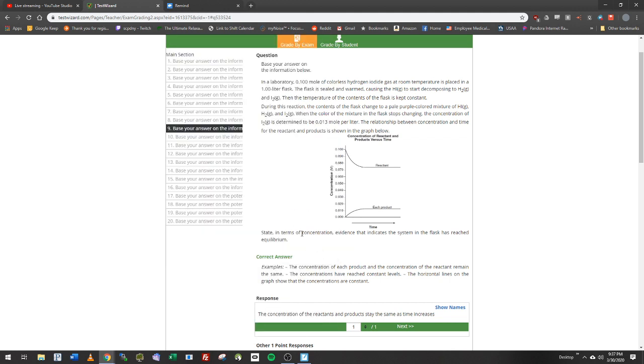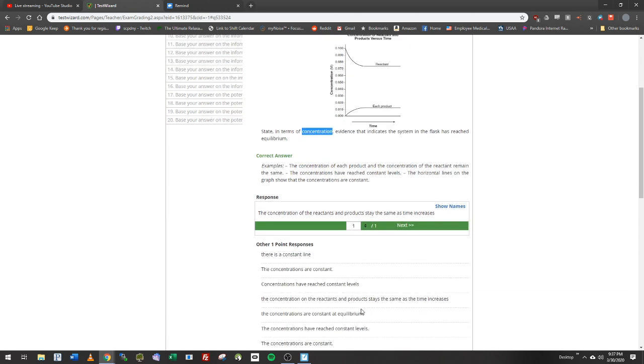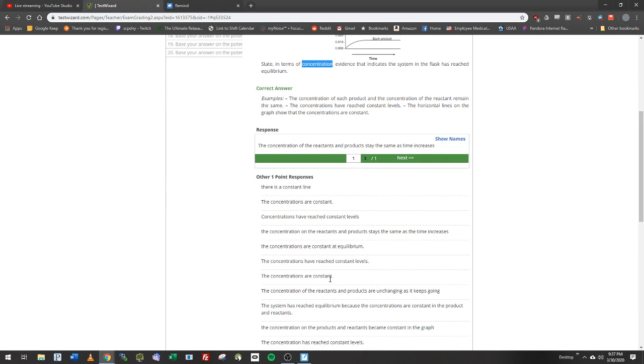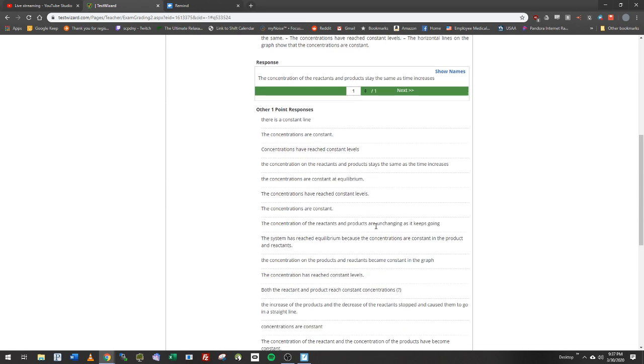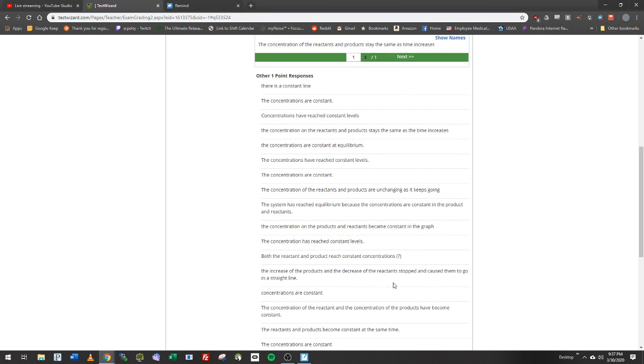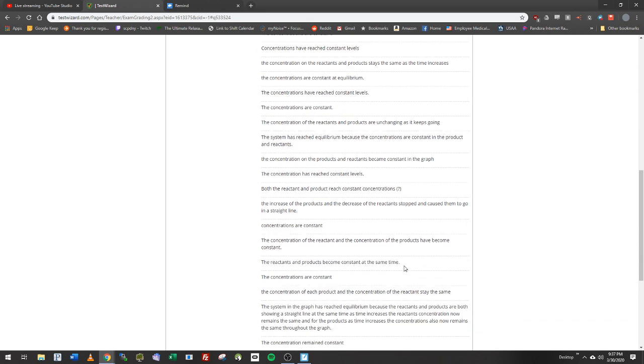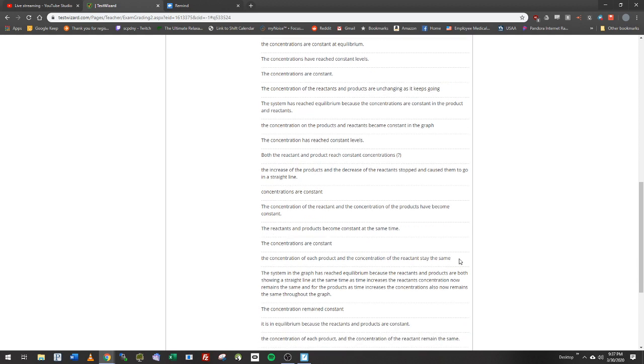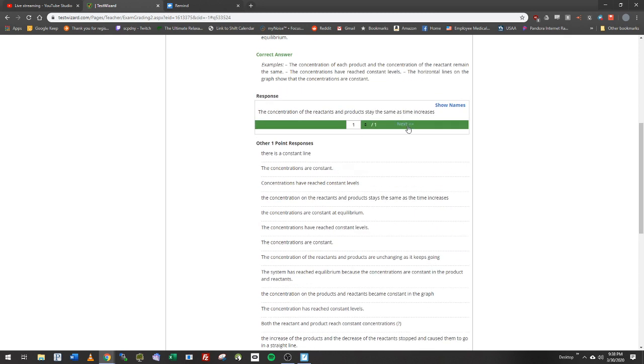This question, clear as day, is using the word concentration, and I am looking for you to say the word constant. Here are things I accepted: constant, unchanging. It is staying unchanging. That's another way of saying constant. If I accepted the word the same, you had to say that the reactants are staying the same. They stay the same. They are not the same as each other, and that's where people lost points.